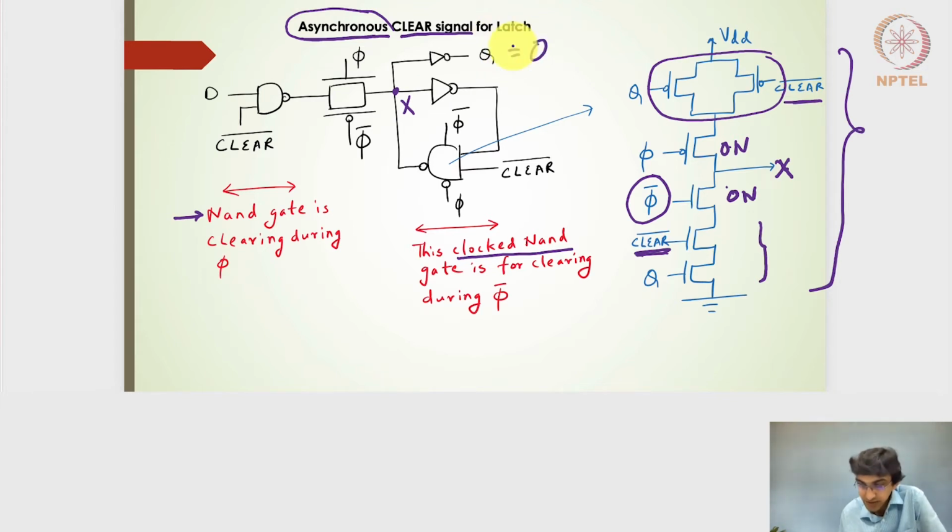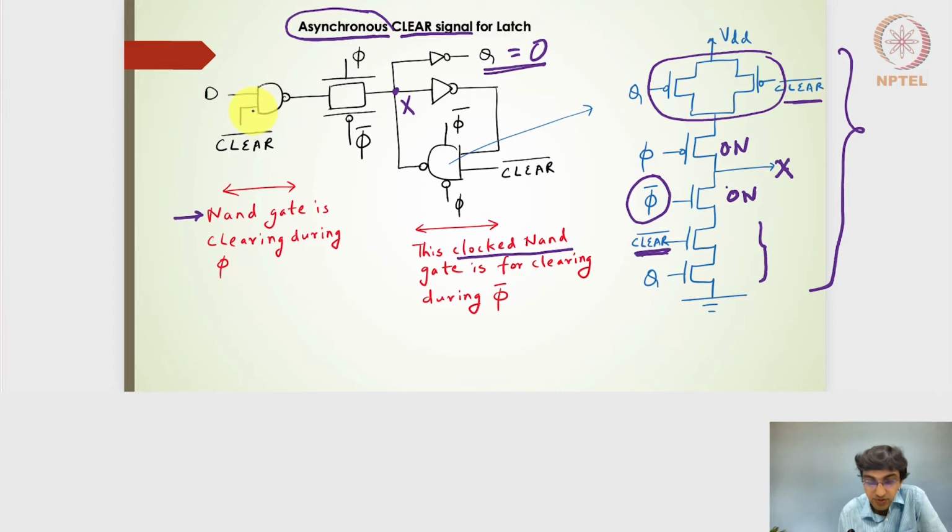Right. So this particular output comes to 0 when the clock is low, through this tri-state or clocked NAND gate. And when the clock is high, if I press the clear, the output of 0 is passed through this particular 2-input NAND gate. So we have used 2-input NAND gates here.